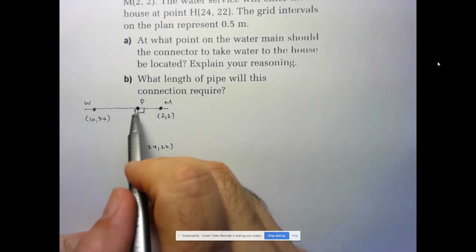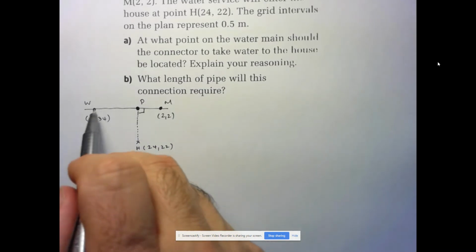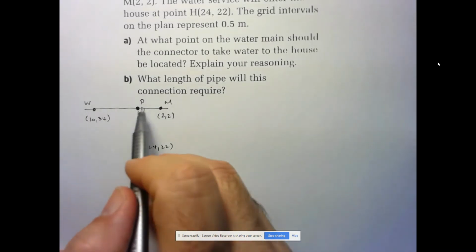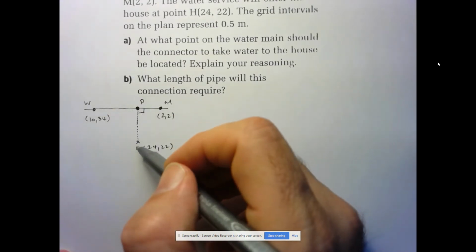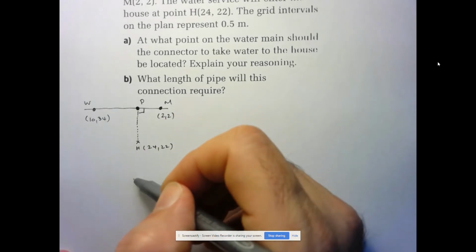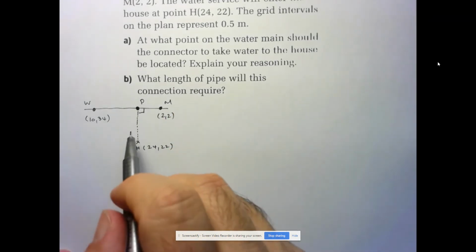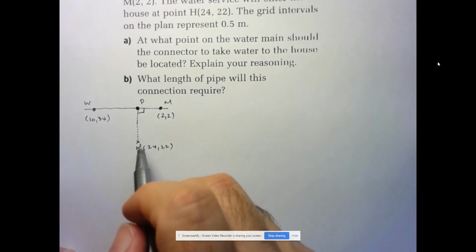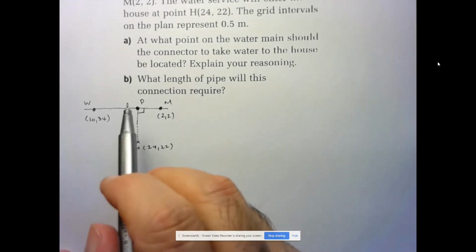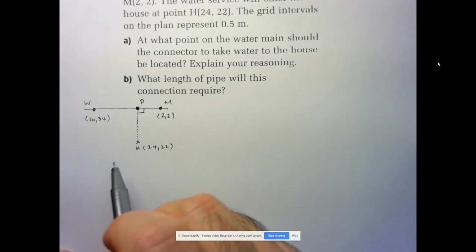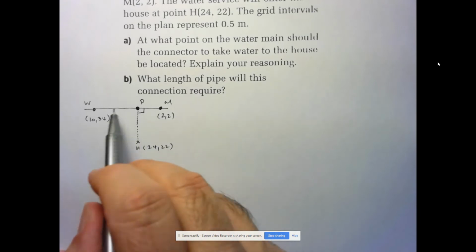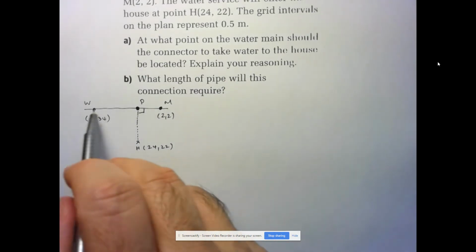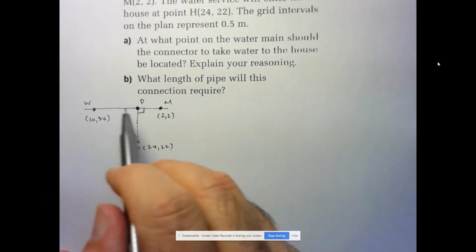So in order to find this point, what we're going to do is find the point of intersection between the line created by the water pipe, W to M, and this perpendicular line which passes through H. So our goal is to find the equations of both these lines so I can then solve the system of equations and find the point of intersection. So the line that's easier to find is the one where I know 2 points. So I'm going to start by finding the line of the pipe, or the water main, I suppose.